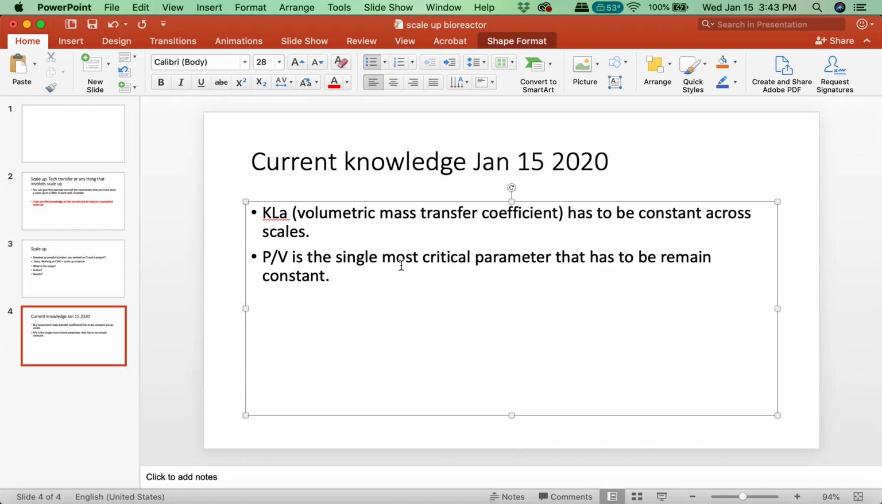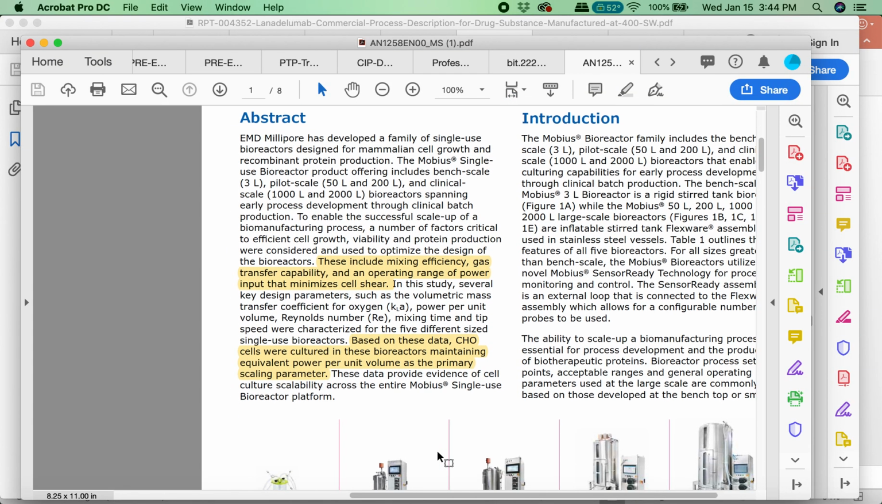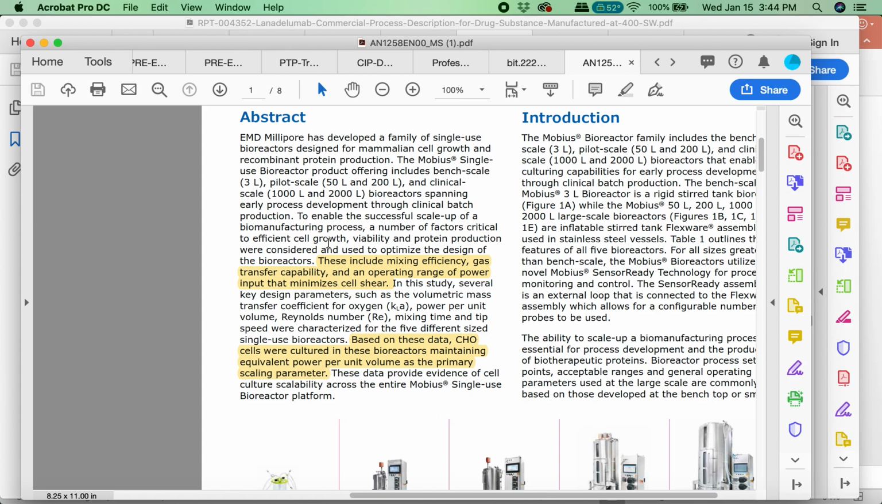I can say that, I'm getting stuck. So now I need to go back to the article to see what exactly happened. To enable the successful scale-up of a biomanufacturing process, a number of factors critical to efficient cell growth, viability, and protein production were considered and used to optimize the design of the bioreactor.